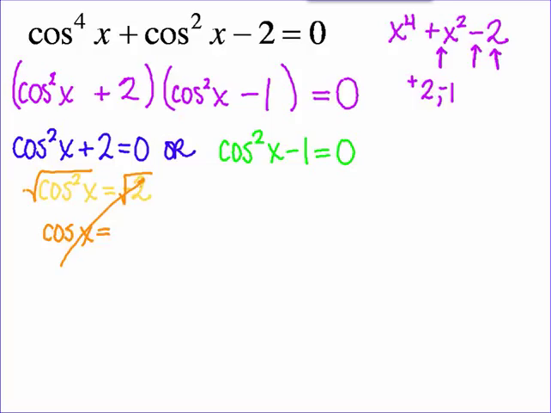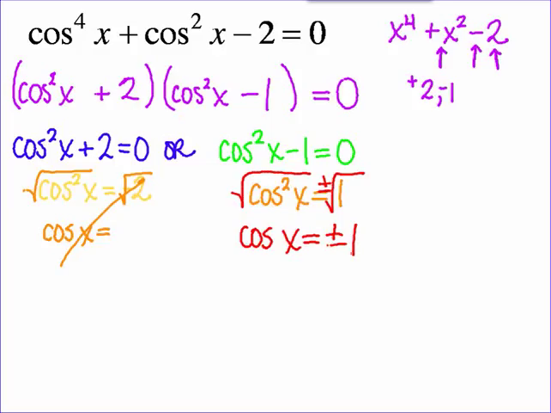So now we basically have this as our possible solution, and that's that cosine squared x equals 1. What do you do now? Square root it. Now what's the important thing to remember with square root? Plus or minus. So now I know that the cosine of x equals plus or minus 1.